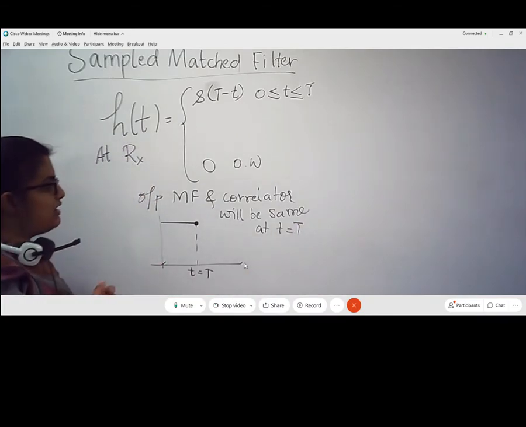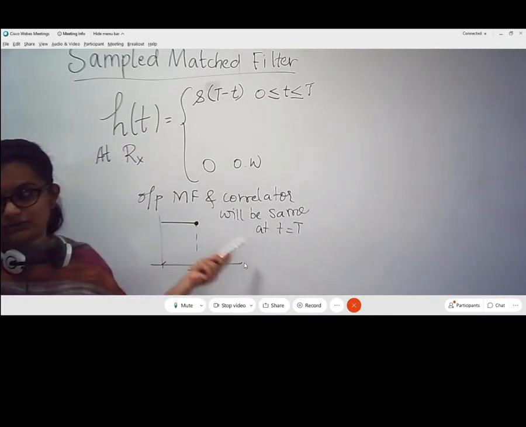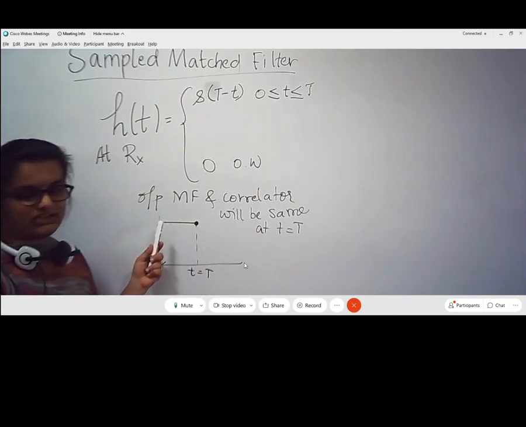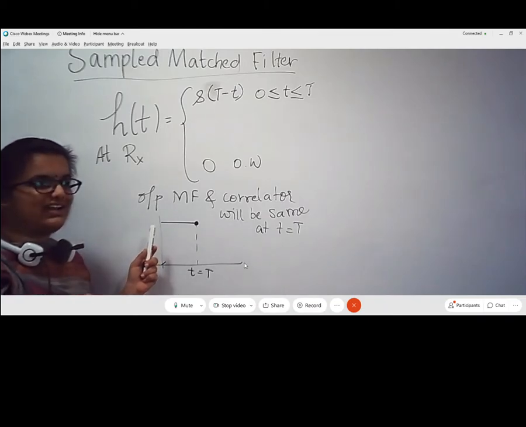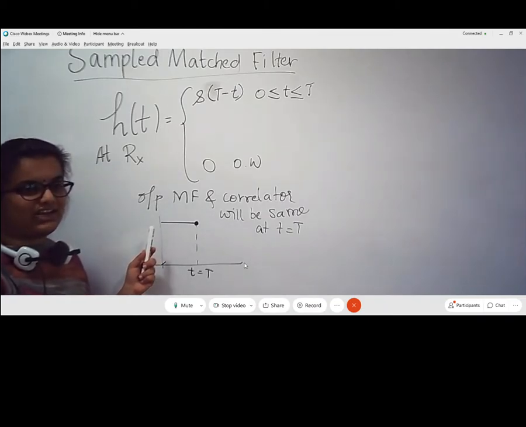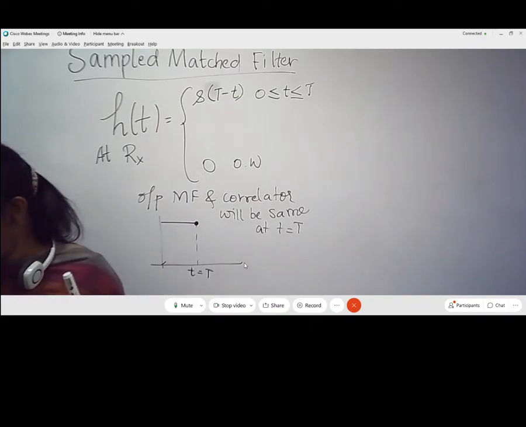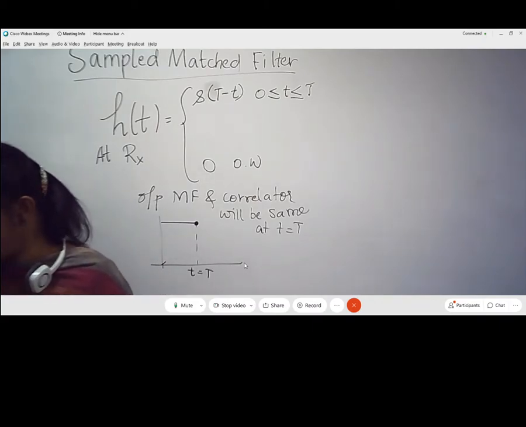So this plays a very, very important role in replacing the matched filter with correlator receivers. Why? Because correlators are the most easily realizable circuitry when compared to the matched filter. So we will be discussing this in detail.